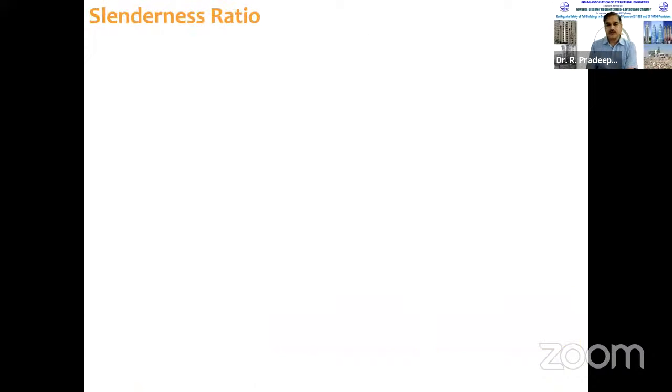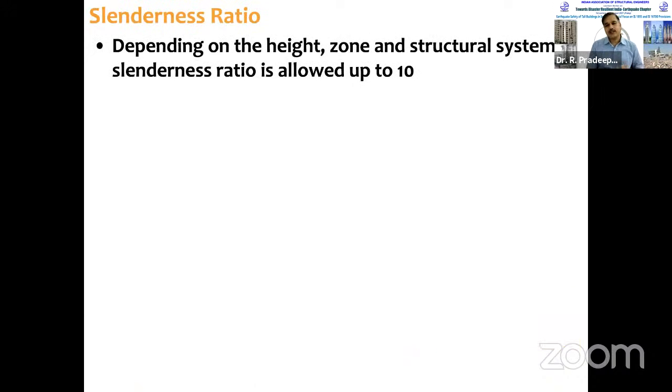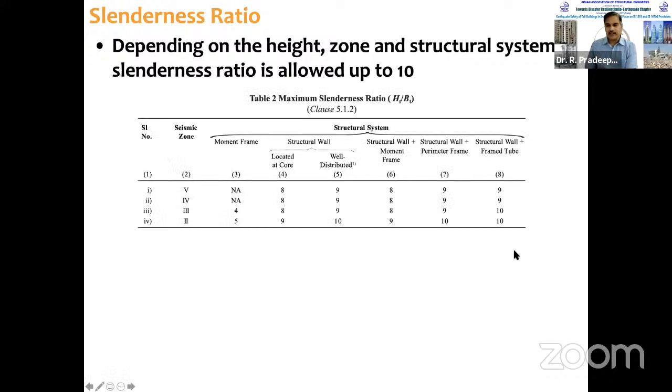Now slenderness ratio. Again, the maximum slenderness ratio allowed is 10. You can see, 10 is for zone 2 with structural wall and frame tube. Otherwise, if it is a moment frame, in zone 3 area it is only 4, and in zone 2 area, a slenderness ratio of 5.